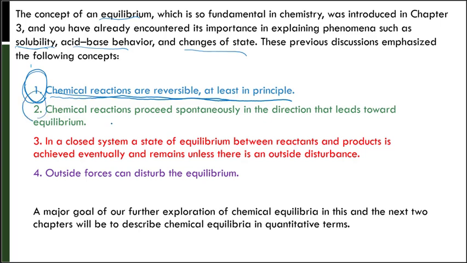Number 2, chemical reactions proceed spontaneously in the direction that leads towards equilibrium. Number 3, in a closed system, a state of equilibrium between reactants and products is achieved eventually and remains unless there is an outside disturbance. And number 4, outside forces can disturb the equilibrium. Now, a major goal of our future exploration of chemical equilibria in this and the next 2 chapters will be to describe chemical equilibria in quantitative terms.